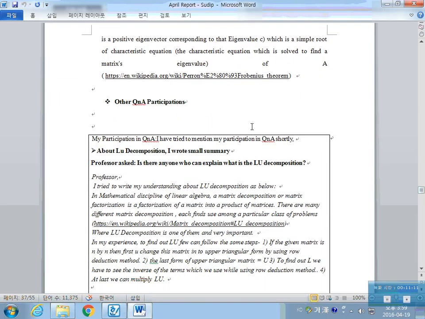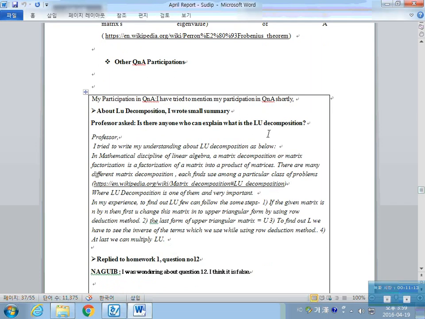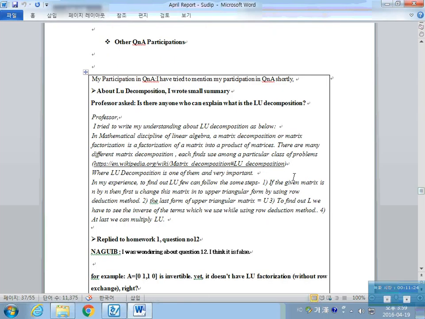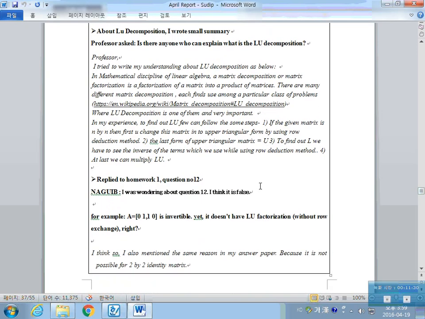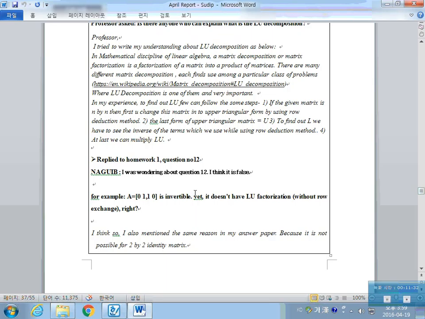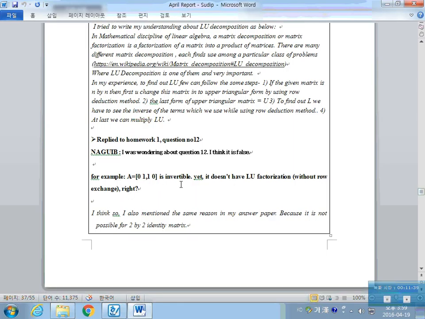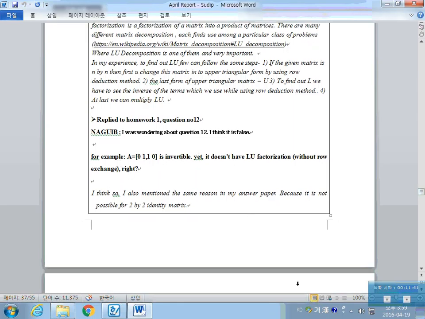So I'd like to discuss Q&A participation. About eigen decomposition, I wrote a small summary, and the professor also tried to add more. He gave me this Wikipedia link, so that I was able to understand the main thing about eigen decomposition, and a reply to homework 1. And for Nagib, I was wondering about question 12 like this one, and he gave me this kind of practical examples.